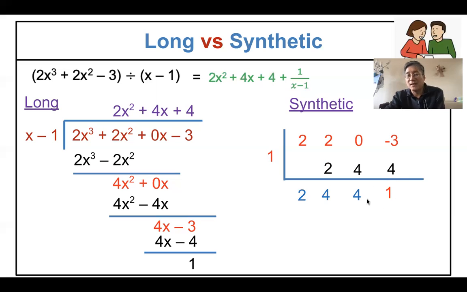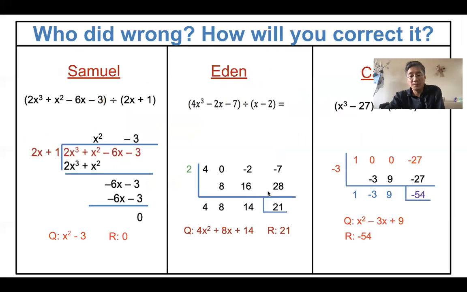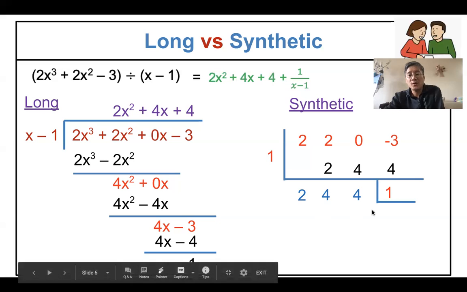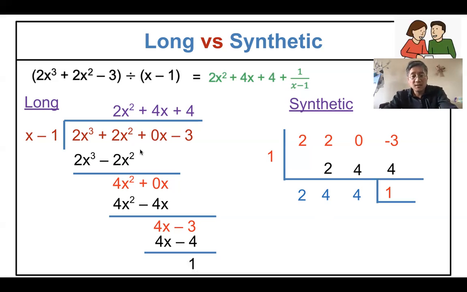This is what? The remainder. So you should separate this like that. Then this is the remainder. 2x squared, 4x, oops, sorry, 2x squared plus 4x plus 4 is the quotient, and the remainder 1 divided by x minus 1. Isn't it exactly the same?